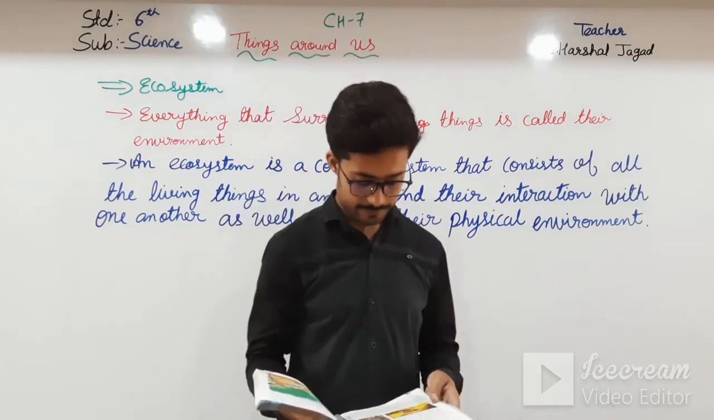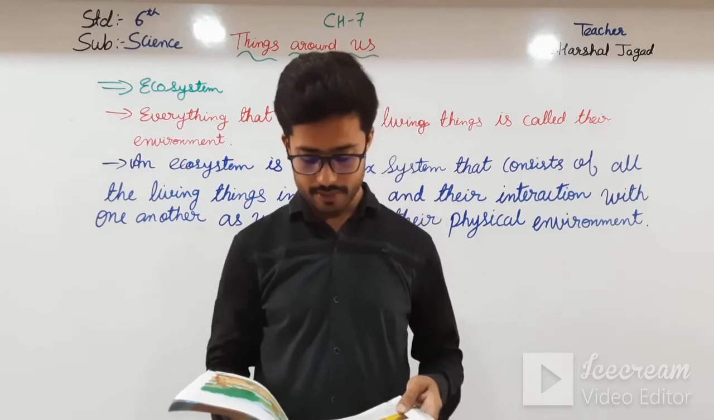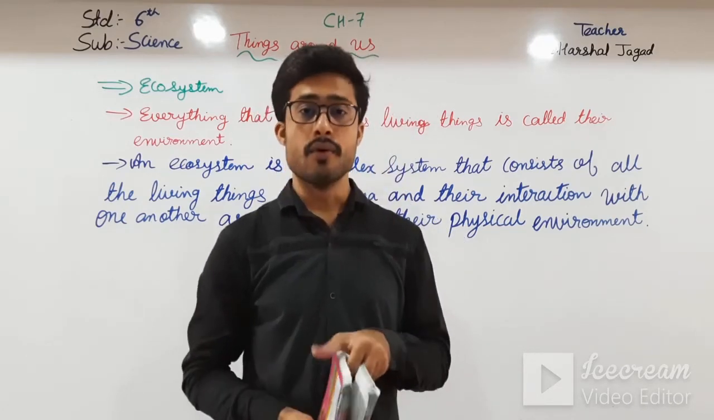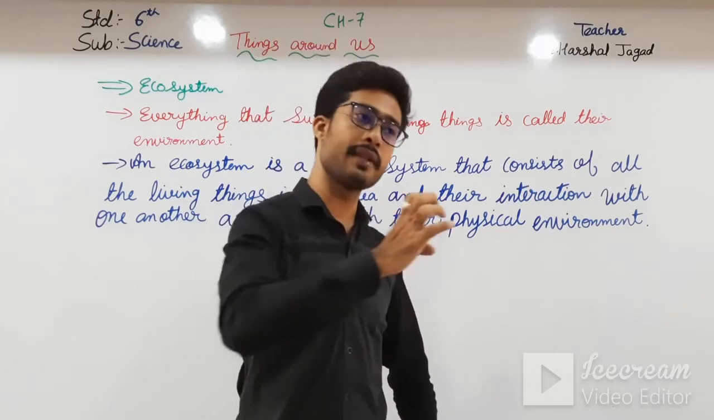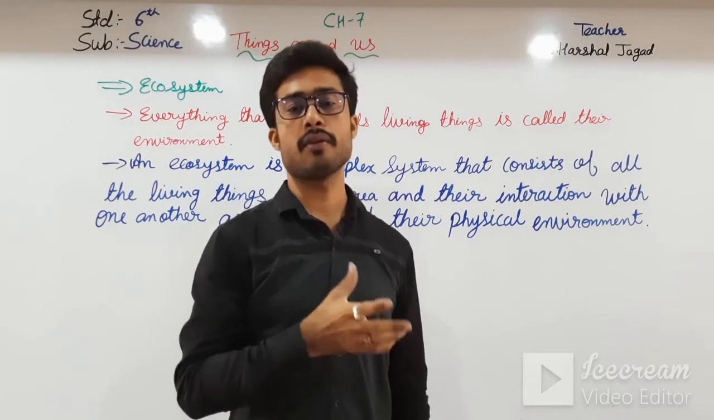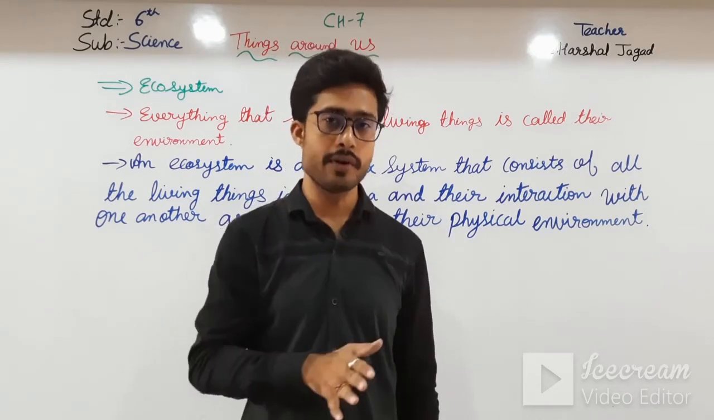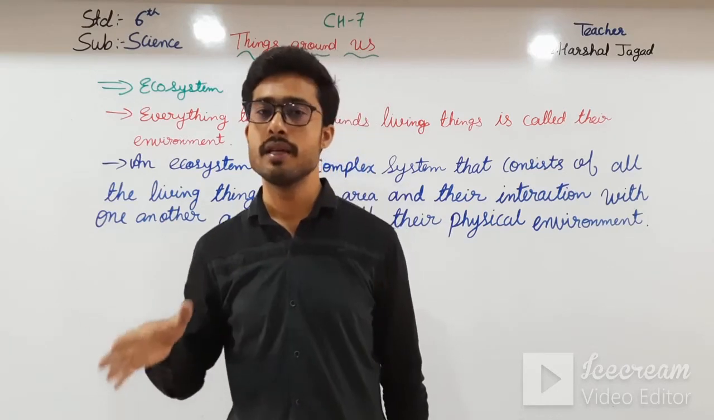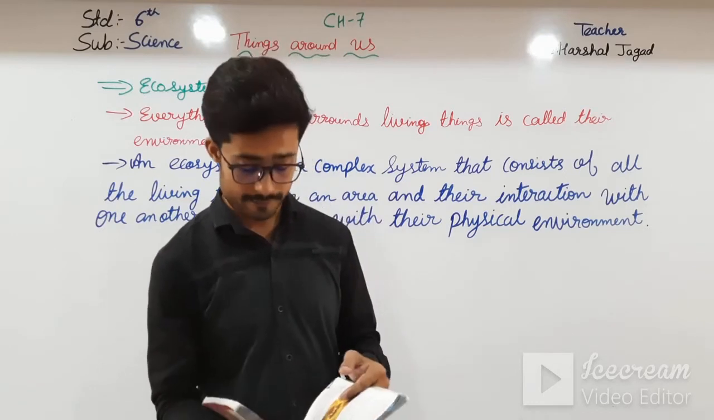So, moving further, producers. Plants are called the producers because they produce their own food. So plants are the producers, means they produce their own food, and some animals eat the plants or plant products as their food. So, how do the producers produce the food? They produce the food by the process of photosynthesis.